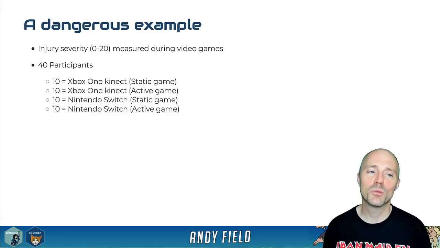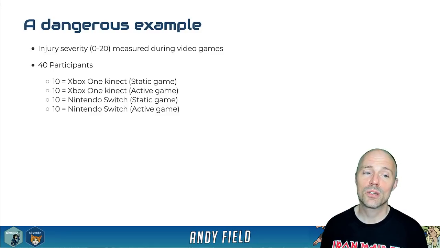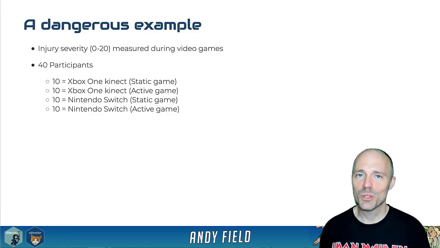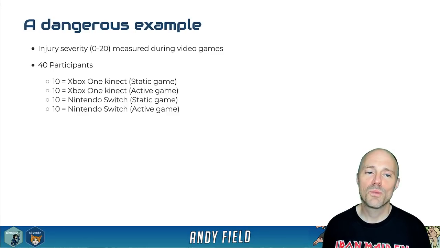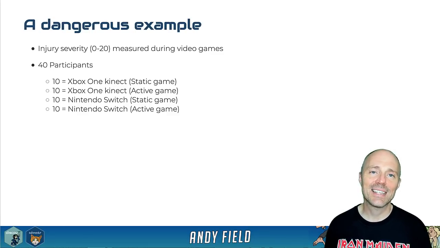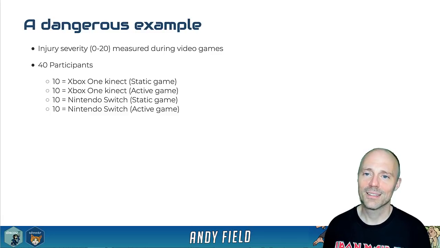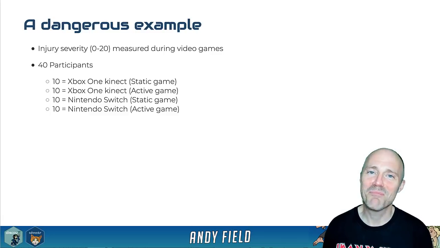The first variable was the type of games console used, so whether they used an Xbox or a Nintendo Switch. And the second variable that was manipulated across those groups was whether the game they were playing was a static game, where you're just sort of doing that, or whether it was an active game, like where you're jumping around waving batons.